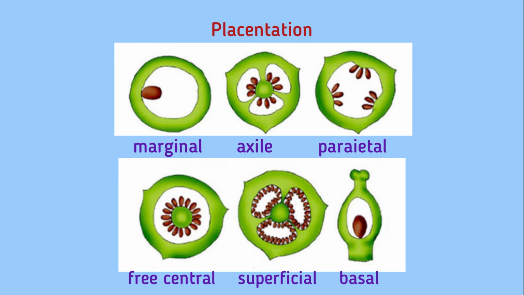In case of axial, carpels are folded inward with ovules placed along the central axis of the ovary. In case of parietal, ovules develop on the inner wall of the ovary. In free central type, ovules develop on the central axis while the septum is absent. In case of superficial type, ovules are attached entirely to the inner surface of the ovary. In case of basal type, the ovules are arranged at the base of the ovary.